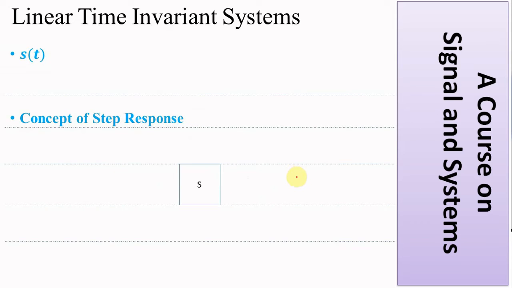Similarly, we will have the step response of a continuous time system, which is the response of the system when a unit step signal is applied at its input. So if I have a continuous time system S, at the input I shall apply x(t) is equal to u(t). I measure the output y(t), which is denoted by s(t), and s(t) is the step response of the continuous time linear time invariant system.